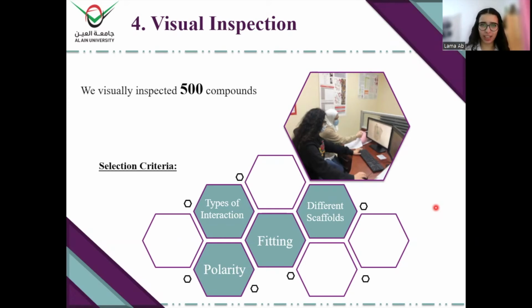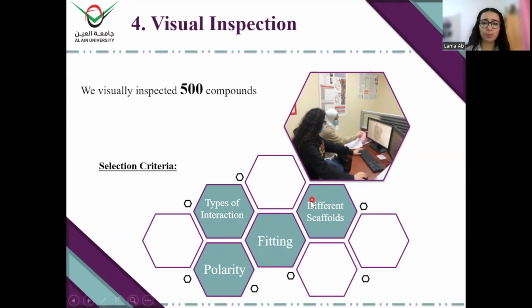In visual inspection, we took into consideration the types of interactions that were performed by our compounds, whether they are ionic, hydrogen bonding, or hydrophobic interactions. Why? Because strong interactions will assure that our compound will stay for a long time inside the transporter. Also, we looked for the compounds fitting inside the transporter. Moreover, we took into consideration picking compounds that are balanced in terms of polarity, because eventually we would like to have drugs that are pharmacologically active.